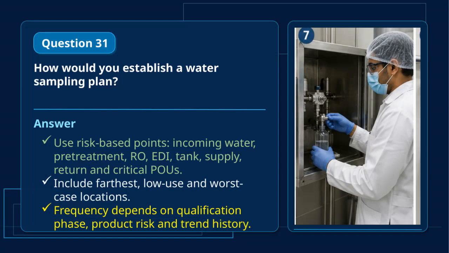When establishing a water sampling plan, it's important to focus on risk-based sampling points. This means selecting locations such as incoming water, pretreatment stages, reverse osmosis units, electroionization systems, tanks, supply and return lines, as well as critical points of use. You also want to include the farthest points from the source, areas with low water usage, and worst-case locations where contamination is more likely. The frequency of sampling should be tailored based on the qualification phase of the system, the level of product risk involved, and historical trends observed over time. This approach helps ensure a thorough and effective monitoring strategy.